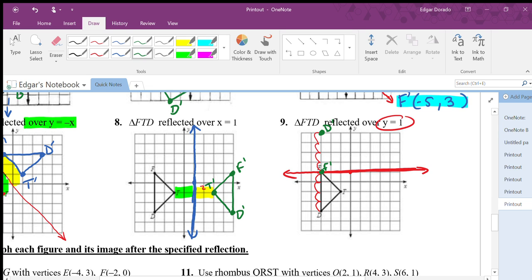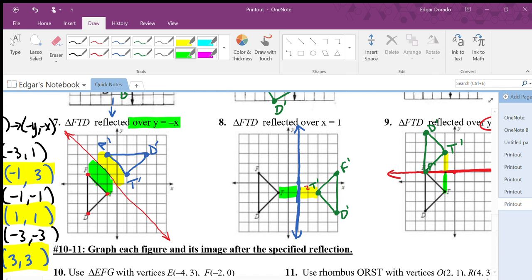D prime. And then finally T is 2 away, so 2. My T prime. So here is my new image. And there we go. That is a proper reflection over the line y equals negative 1, or sorry, y equals positive 1. Once again, this distance here is the same distance as here. Alright guys, I think that is enough for that.